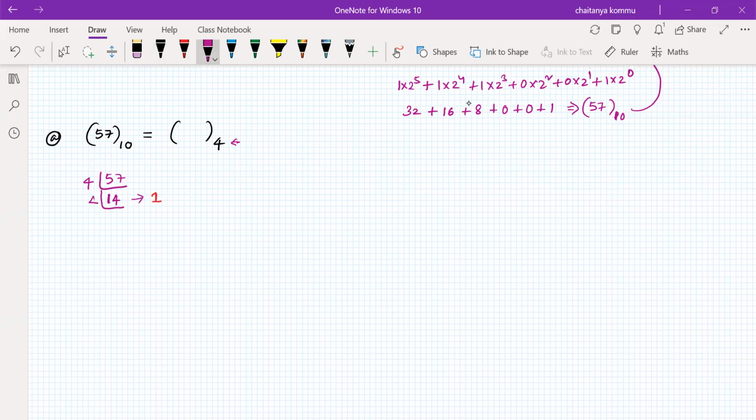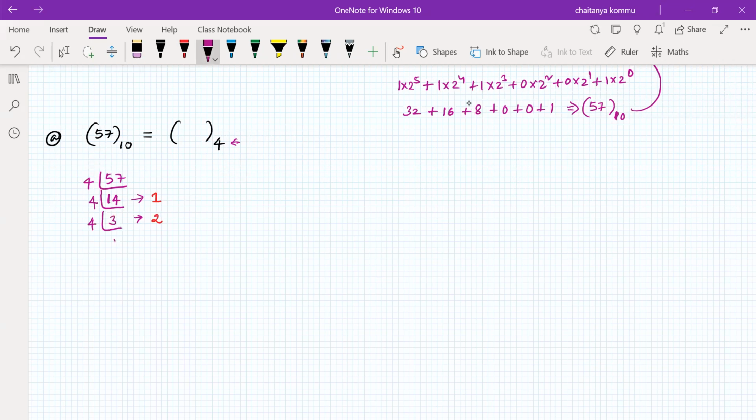14 by 4. What is the remainder? 3 times 4 we can write 12. So what is the remainder? 2. So now we have a 3 here, right? I did not write it properly. So this is 3. So again, what do we have to do?